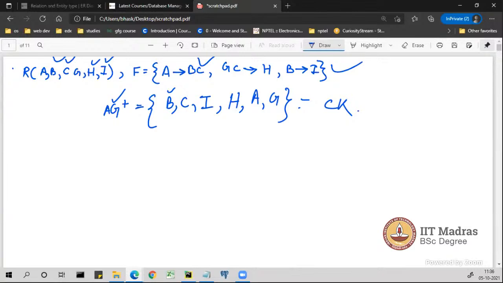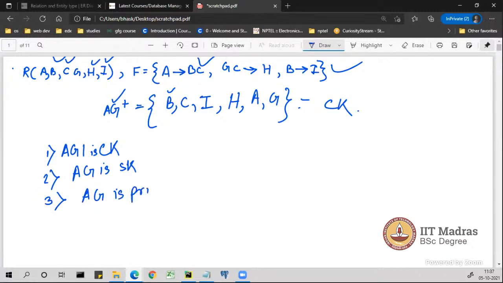Oh, no, sorry, not AC plus. The question was: option 1 was AGI is a candidate key. Option 2 was AG is a super key. Option 3 was AG is a primary key. And option 4 was A plus, the closure set of A, is A, B, C, I. Now, can you tell which option is correct?